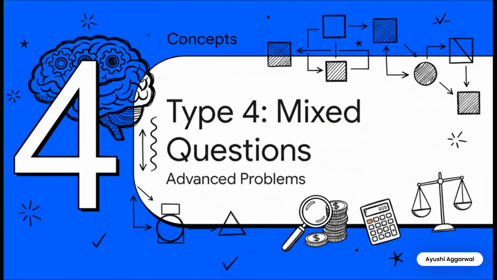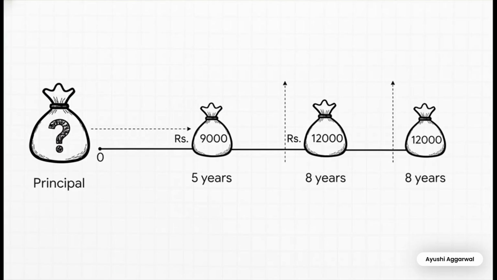And now we've reached our final type, mixed or advanced questions. These problems are designed to really test your core understanding by mixing a few concepts together. But let's see how to crack them. Okay, here's the question. A sum amounts to $9,000 in 5 years, and that same sum grows to $12,000 in 8 years. We need to find the rate of interest.